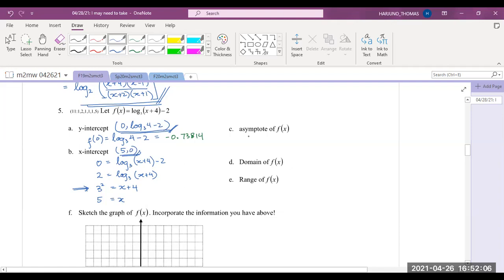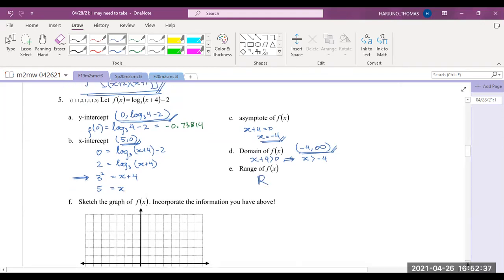How about the asymptote of the function? So x plus 4 equals 0 will give us the asymptote. How about the domain? Well, x plus 4 has to be strictly positive. So x is greater than negative 4. The domain will be negative 4 to infinity. How about the range? The range will be all real numbers.